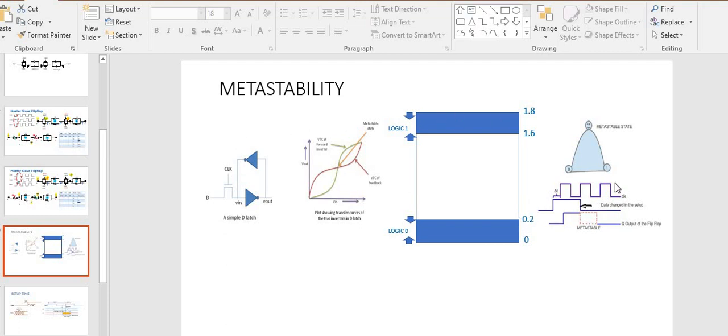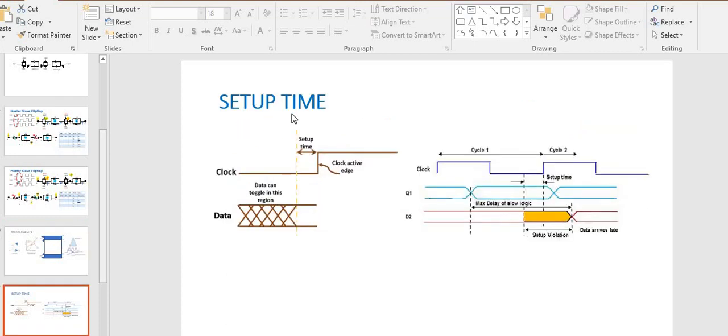Here we will see this is the clock signal. Data changed in the setup window. This is the output of the flip-flop. Here, observe, this was the metastability state. Here you'll observe that the signal is either 0 or 1; it will not recognize that state. That is metastability.